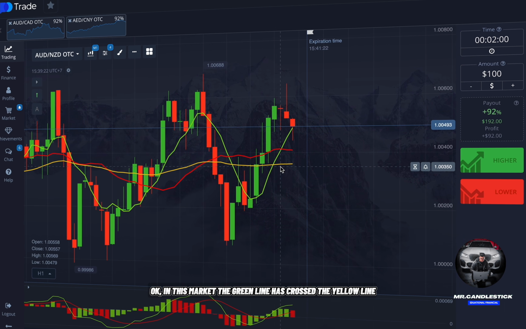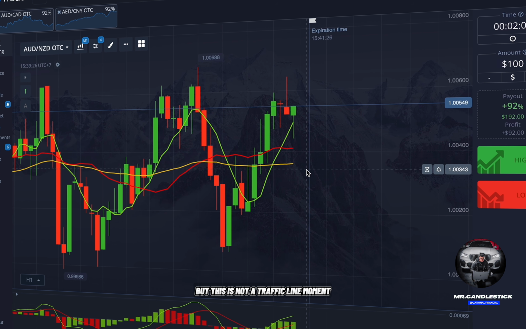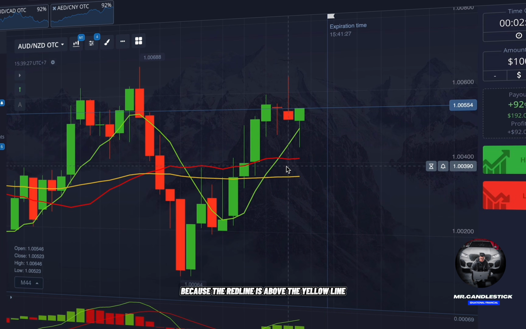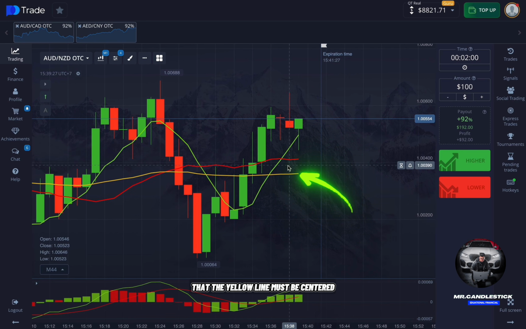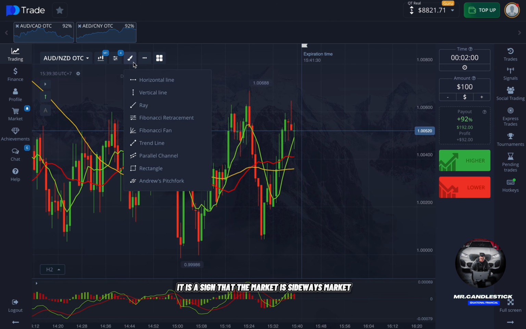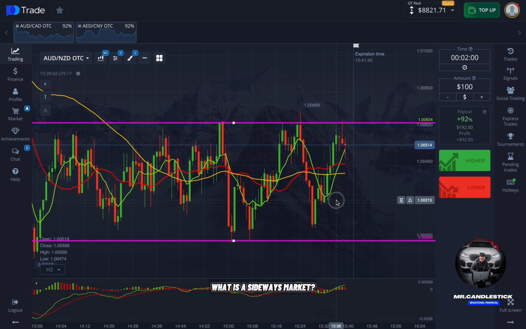Okay, in this market, the green line has crossed the yellow line, but this is not a traffic line moment because the red line is above the yellow line. The first rule of the traffic line strategy is that the yellow line must be centered between the green line and the red line. If the red line is centered like this, it is a sign that the market is sideways. What is a sideways market?